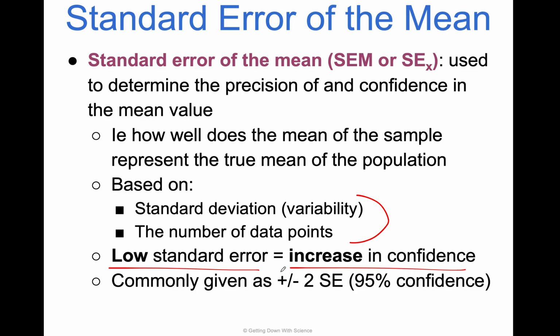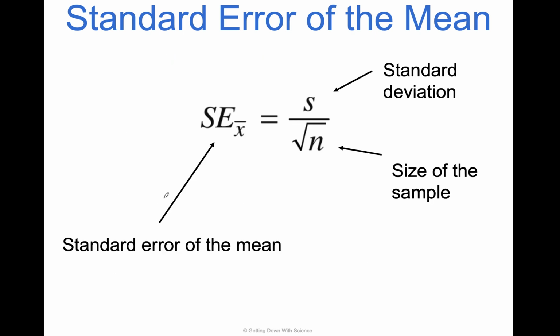It's commonly given as plus or minus 2 SE, standard errors, which means 95% confidence. This is, again, when scientists say, I am 95% sure, and that means they're 100. If a scientist ever tells you they're 95% sure, it means they're 100% sure.